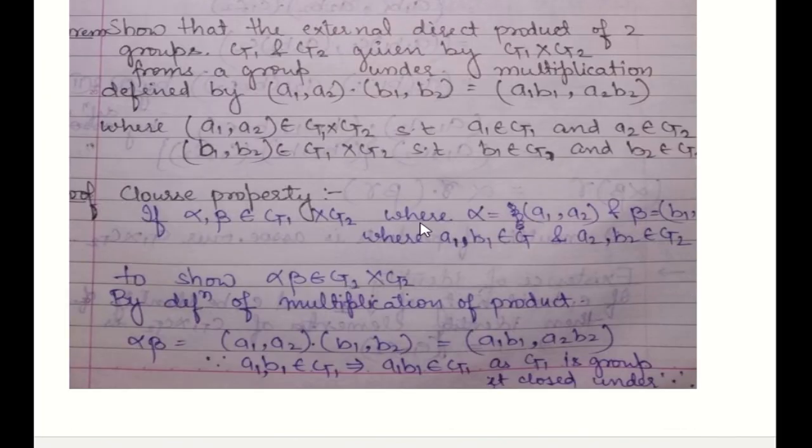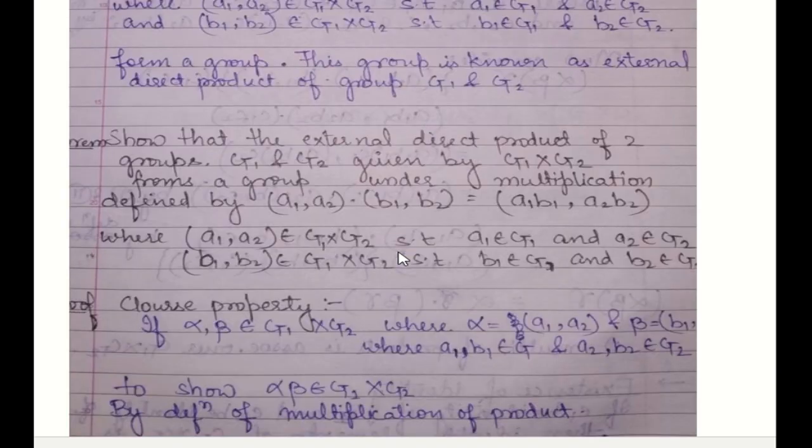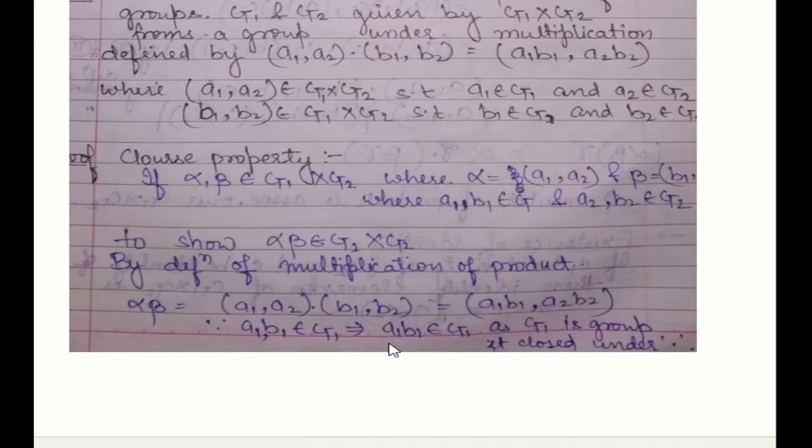For this, let us assume two elements alpha, which is (a1, a2), where a1 belongs to G1 and a2 belongs to G2, and beta, which is (b1, b2), where similarly b1 belongs to G1 and b2 belongs to G2, being arbitrary elements of G1 cross G2. Now we have to show that their product alpha beta belongs to G1 cross G2. For this, we multiply alpha and beta using the definition of multiplication.